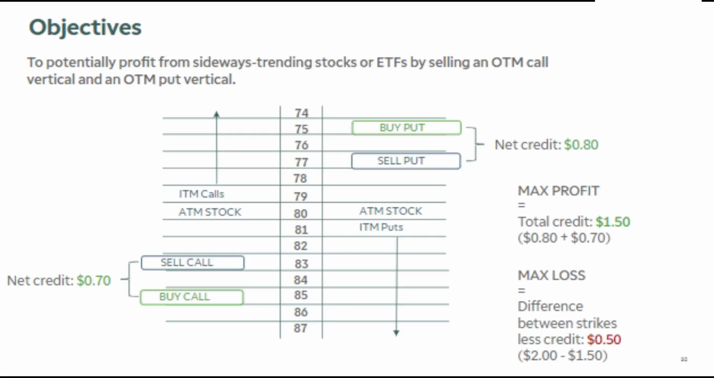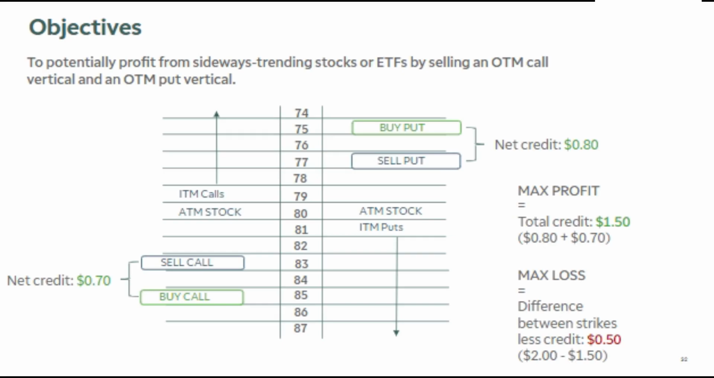So what's our max profit now? Well, we get to add both of those, 70 cents and 80 cents. So our total credit is going to be $1.50. And what's our max loss? Well, it's the difference between the strikes minus the credit received. The difference between the strikes is $2. 83 and 85, $2. 77 and 75, $2. Minus the credit we received of $1.50, max loss is 50 cents.